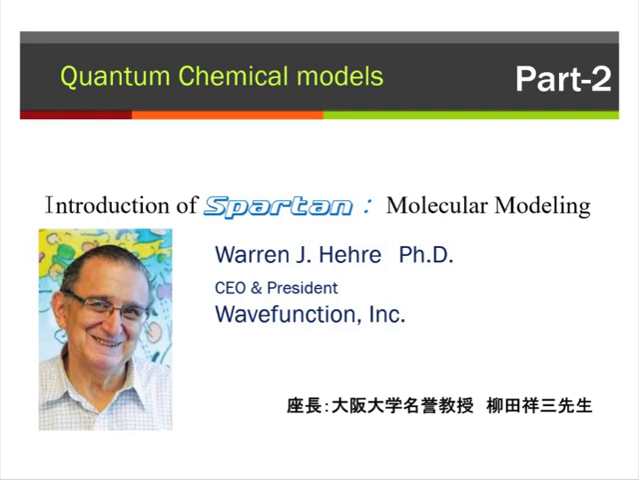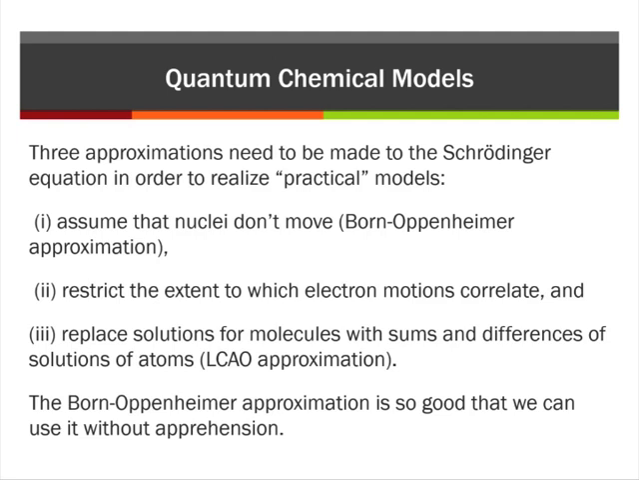Okay, quantum chemical models. If you start from physical chemistry, there is the Schrödinger equation, and the people who teach physical chemistry spend too much time playing around with it. It should almost be accepted and go from there. In order to take the Schrödinger equation and get practical models, you need to make three approximations.